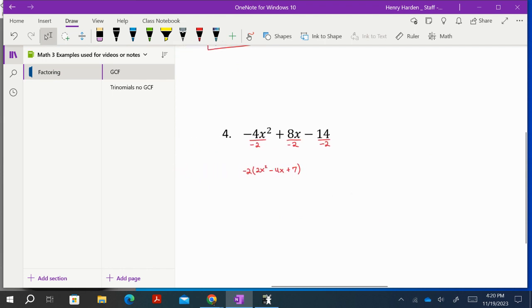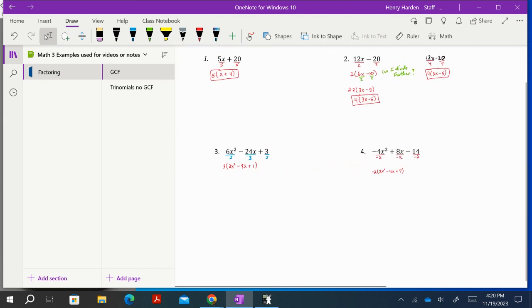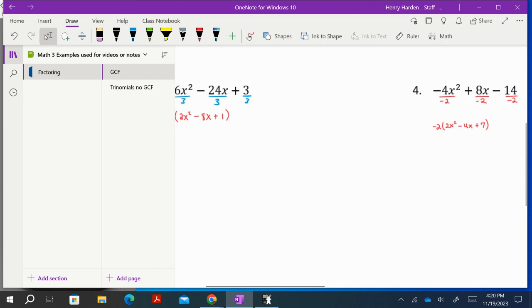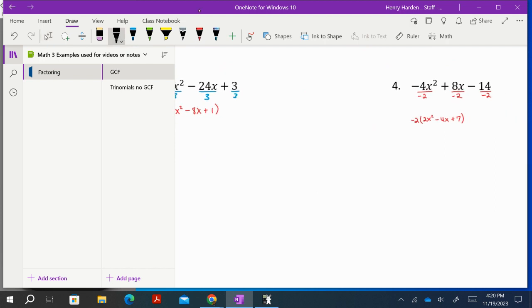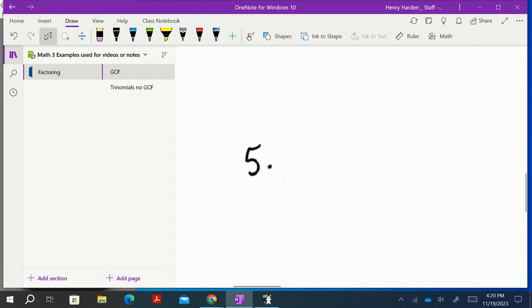Now, let me just create one real quick. Sometimes I can have a GCF that involves variables. Those are a little bit easier. You're dealing with variables. So let's say I go with 6x to the third, 14x. Yeah, we'll do that. All right, so when I look at this, I'm able to divide both of these by a 2.